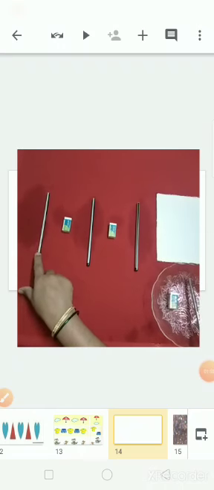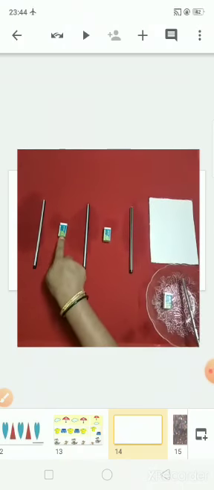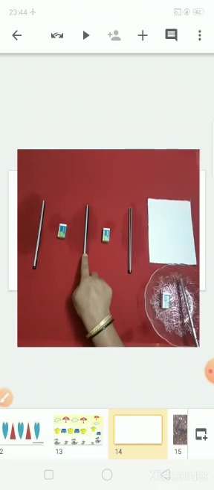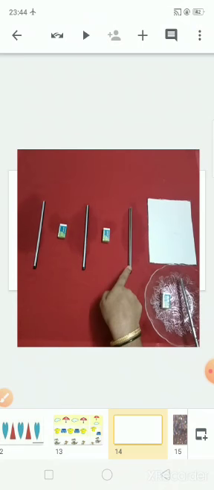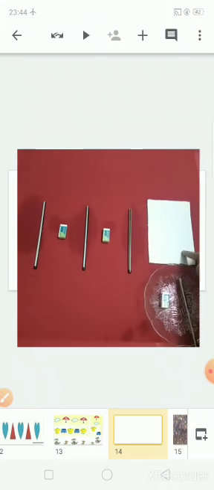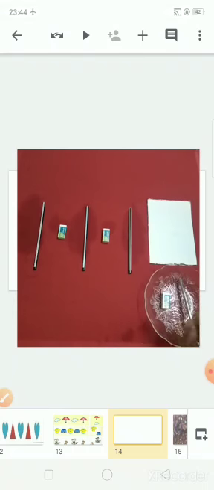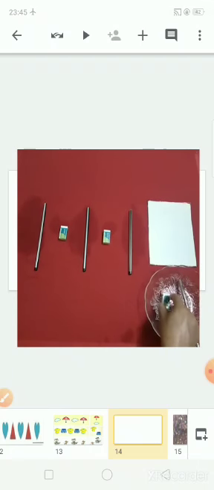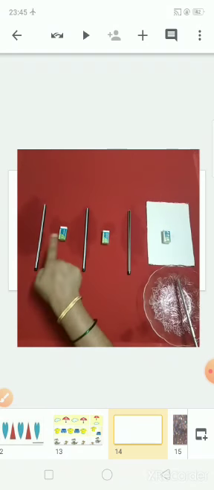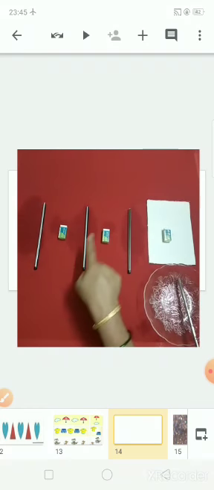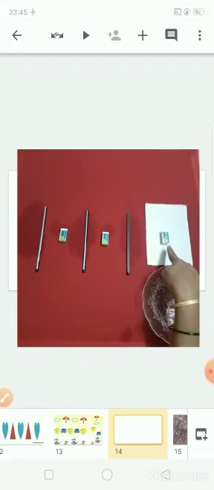What is this? Pencil. Then, eraser. Pencil. Eraser. Pencil. Then what will be the next? Pencil? No. Eraser? Yes. Pencil, eraser. Pencil, eraser.